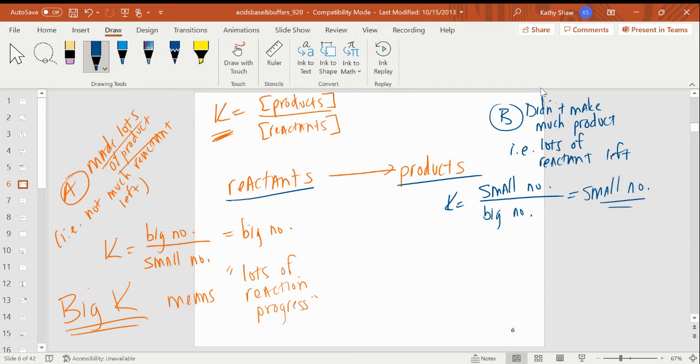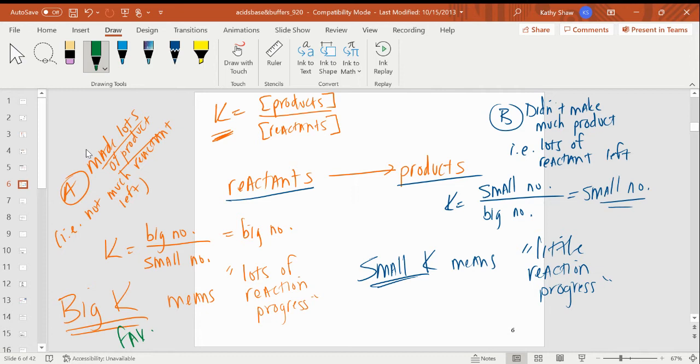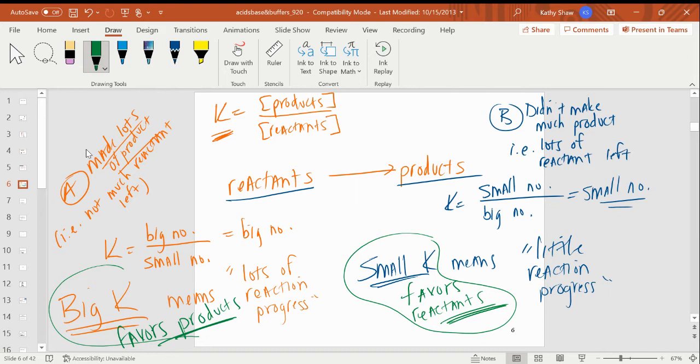So if I have a small k, that means that I have little reaction progress. The reaction didn't do much, so I didn't make much progress in that reaction. Another way of saying it is when I have that big K, that means I'm favoring the product, or that means the reaction's gone more to the products, not a lot of reactant left. Small k means I'm favoring, or it favors the reactants. I have more reactants left, not much product. So small k favors the reactants, big k favors the products.